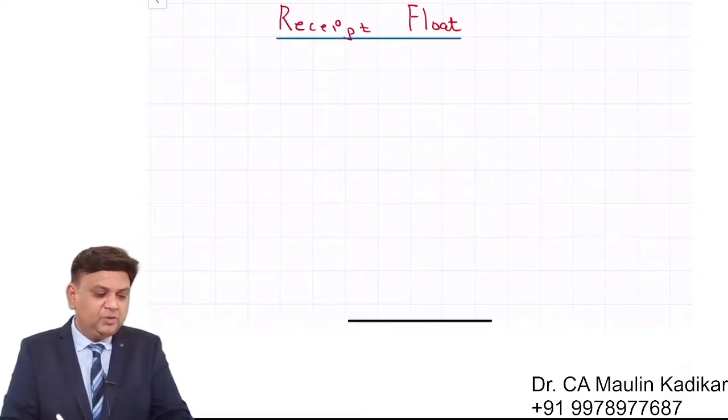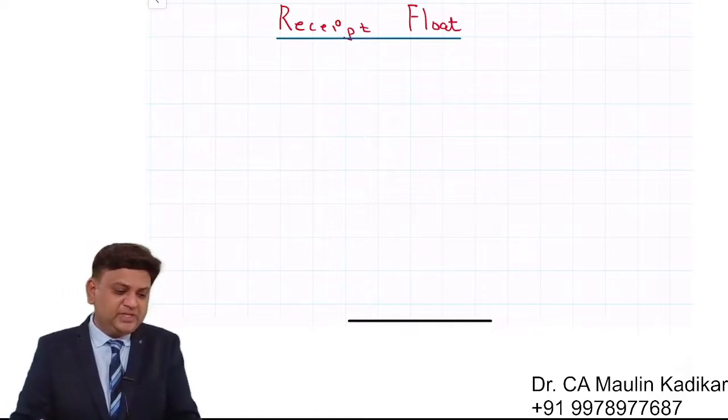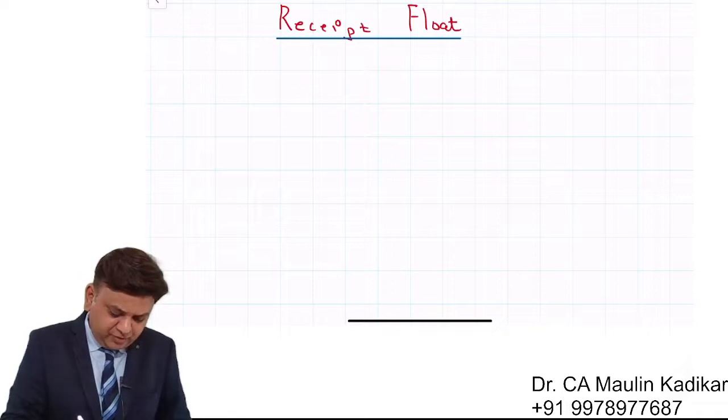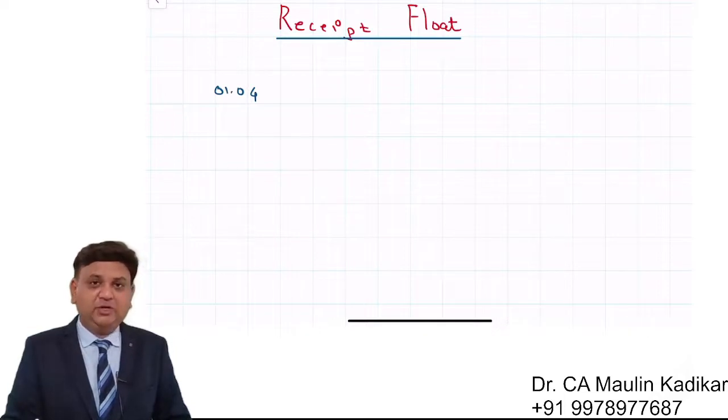I am reading the question once again. ABC Limited is a company based in Mumbai. It has sold goods to XYZ Limited, a company based in Delhi. Goods are sold on 1st of April. Invoice was received by XYZ Limited on 5th of April.